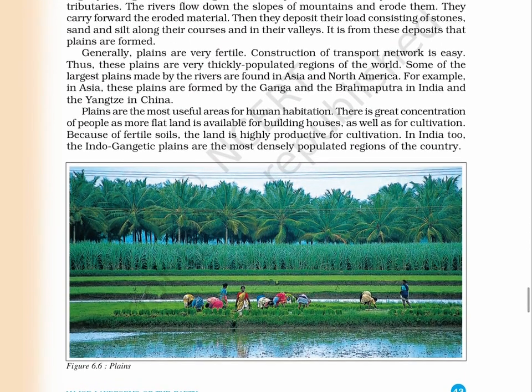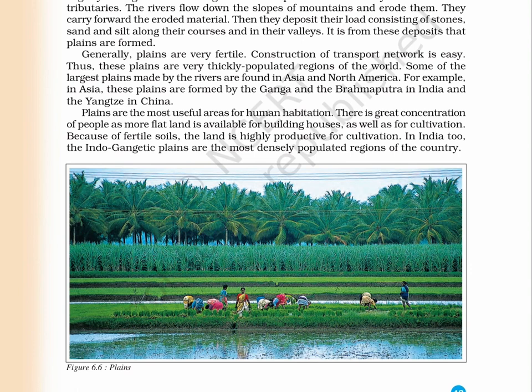Generally, plains are very fertile. Construction of transport network is easy, thus these plains are very thickly populated regions of the world. Some of the largest plains made by rivers are found in Asia and North America. For example, in Asia, these plains are formed by the Ganga and the Brahmaputra in India and Yangtze in China.